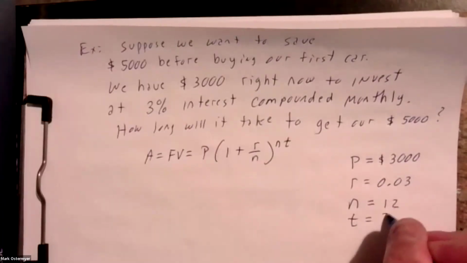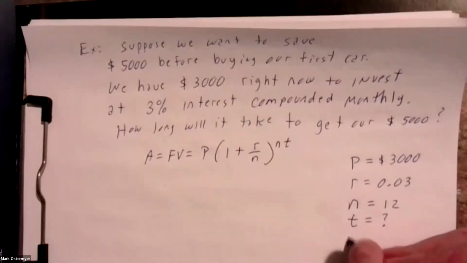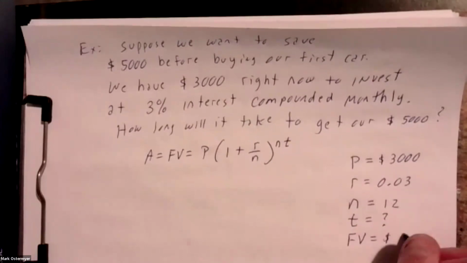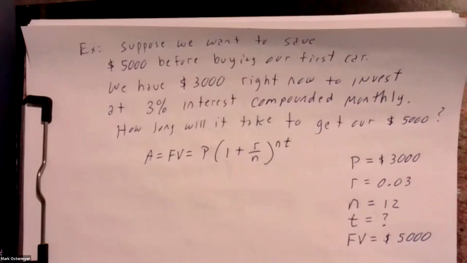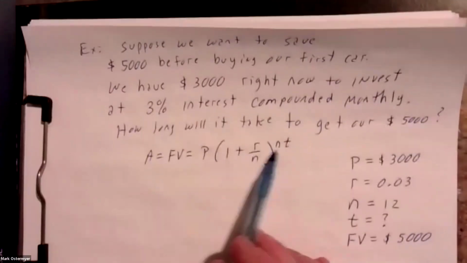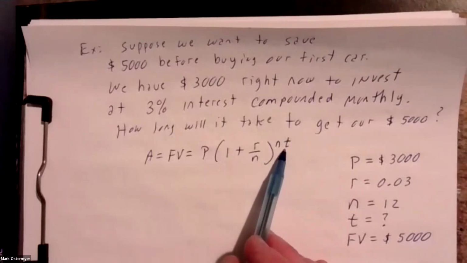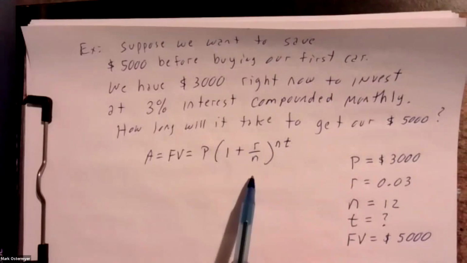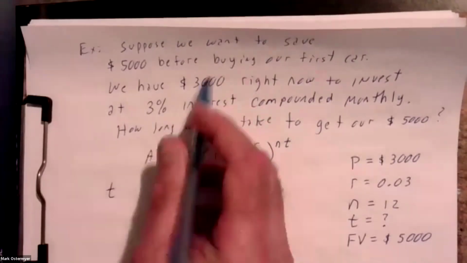Time t, we don't know. We're trying to find the time. And we know the future value must be $5,000. How do we solve for time t? How do you take this nasty equation and solve it for the variable t, time? Well, I already did that behind the scenes, so you don't have to worry about all the algebra. This is the formula you need to know for this type of question.